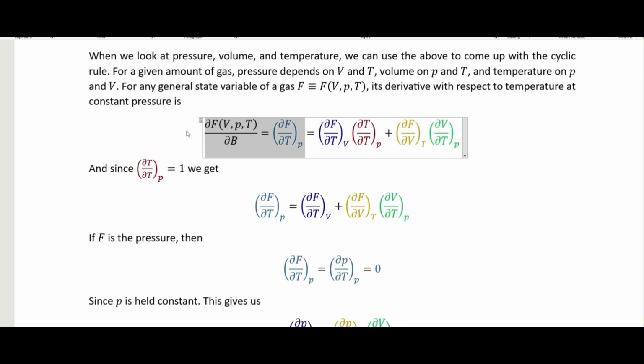So this is our partial of this function here that is dependent on volume, pressure, and temperature with respect to what should be temperature here. So I'll just change that to temperature. So we're just getting the partial of this function f here with respect to temperature, holding the pressure constant. And that gives us this right here using the chain rule. But we can see that the partial of temperature with respect to temperature will just be equal to 1. So this thing right here in the darker brown just becomes 1. So we end up with this.